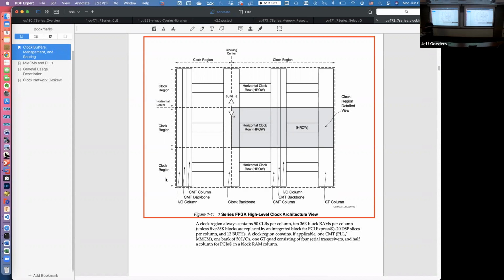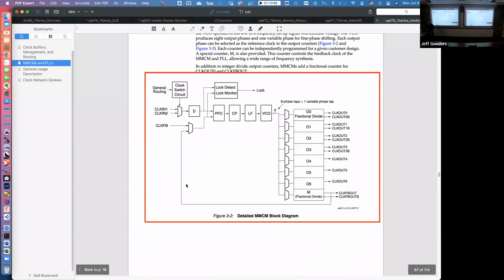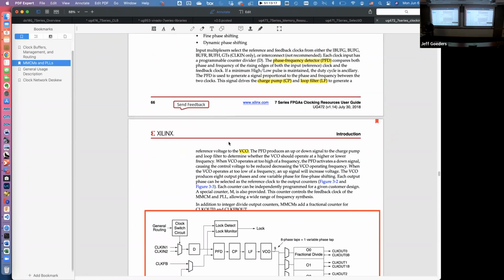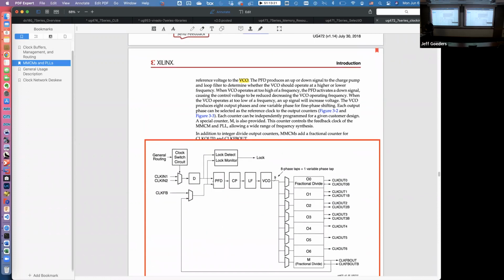To control all this, to give you your different clocks, they have something called an MMCM. And this is where the analog stuff comes in. You bring in your clock, and you have something called a phase frequency detector. He detects whether the incoming clock and this reference clock coming out of the feedback are out of phase. If they're out of phase, he generates an analog signal to something called a charge pump.